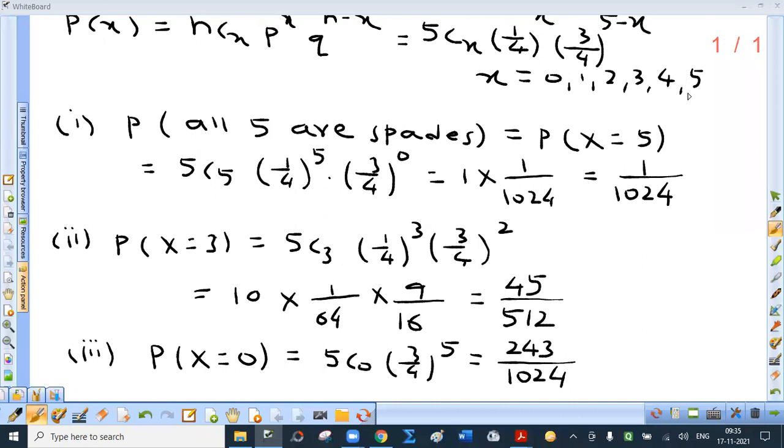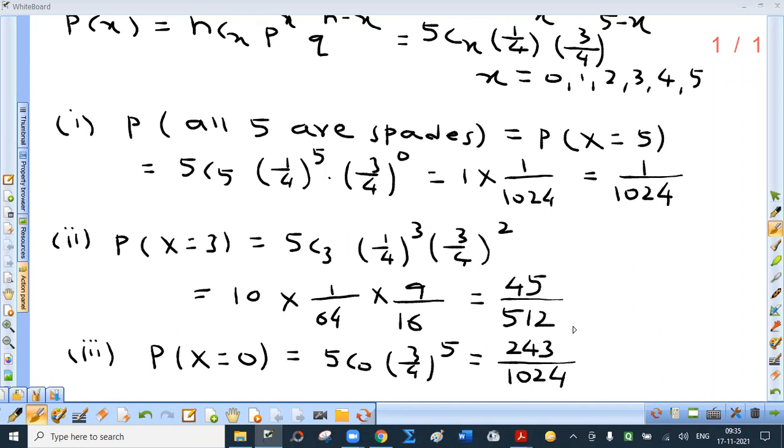Second part, probability of only 3 cards are spades. So P of X equal to 3. It is 5C3, 1 by 4 cube into 3 by 4 square. So 5C3 is 10, 1 by 64, 9 by 16, 2 into 5 is 10, 2 into 16 is 32, 64. So 9 into 5, that is 45 upon 512.